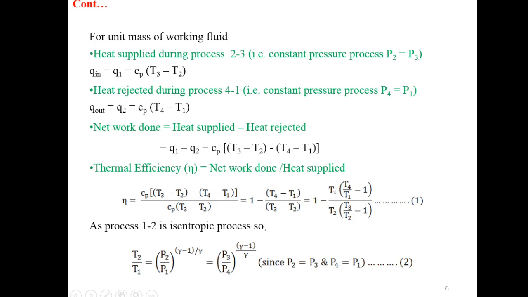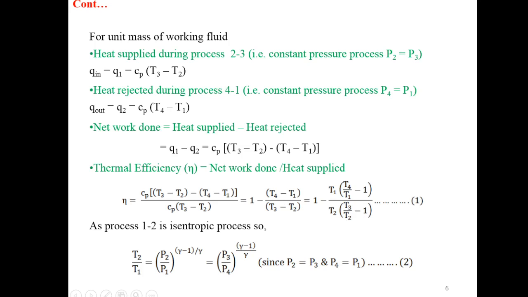The net work done formula is heat supplied minus heat rejected. So Q1 minus Q2. If you do this relation, Q1 minus Q2, you will get this relation. Thermal efficiency is equal to net work done divided by heat supplied. So this is the value of net work done, and the heat supplied is Cp (T3 minus T2). If you further solve this relation, you get this one. Taking T1 common from the numerator and T2 common from the denominator, we will get this relation. So we get equation 1.